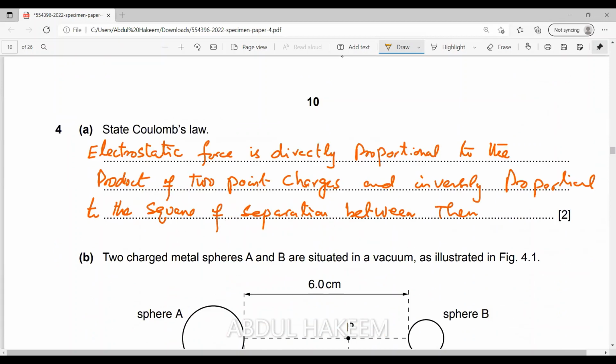Next, state Coulomb's law. Electrostatic force is directly proportional to the product of the two point charges and inversely proportional to the square of the distance between them, measured from their centers.